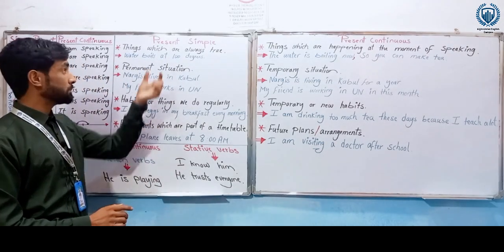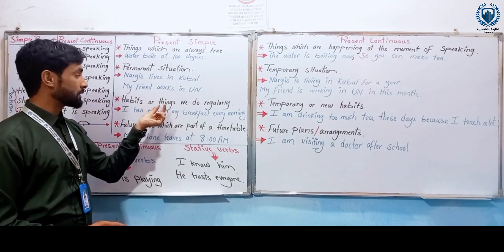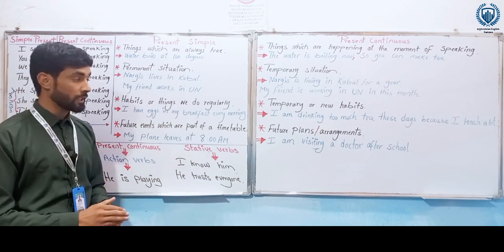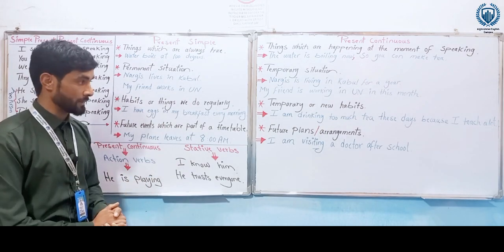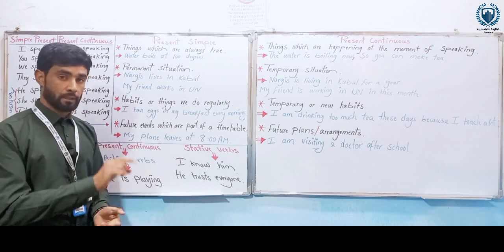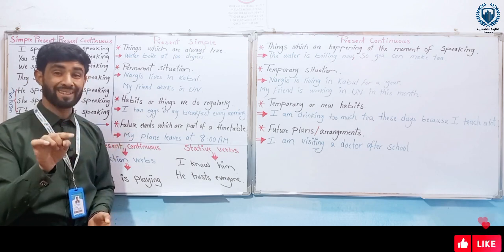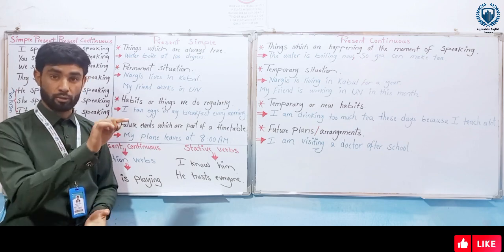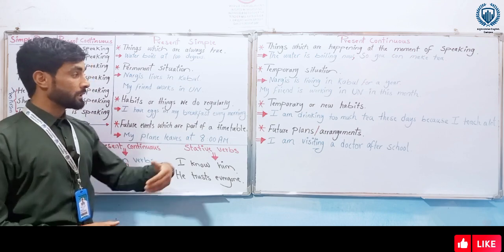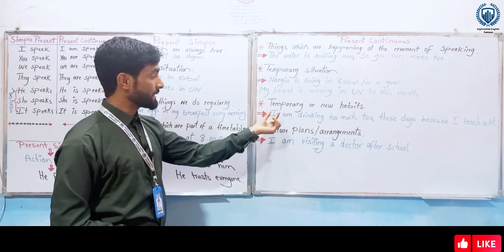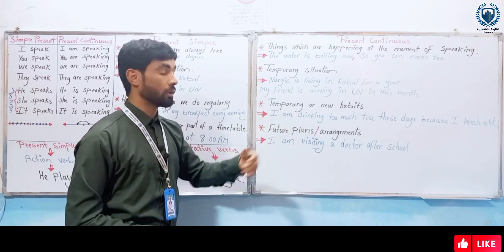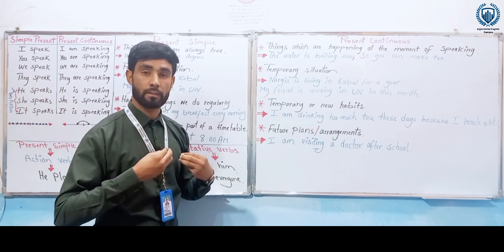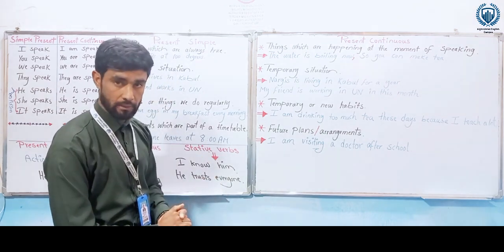The next part: simple present tense is used for habits or things we do regularly. Those things we do regularly, we use simple present tense. Regularly means according to a schedule, according to a daily, weekly, or monthly basis, we do the action. So that's called regularly. And once again, present continuous tense is for temporary actions or new habits. We use present continuous tense for temporary actions or new habits also.